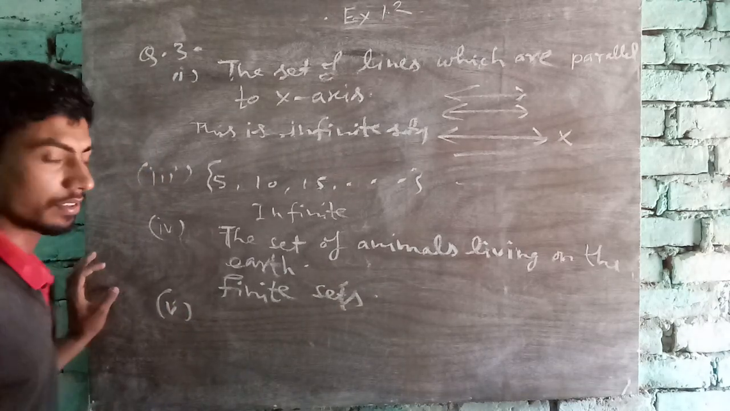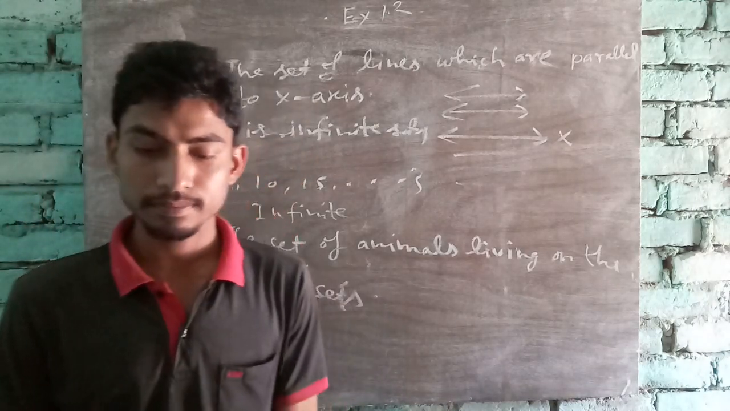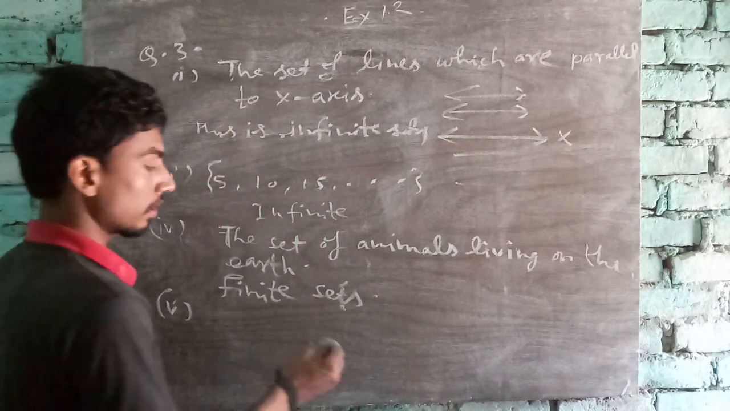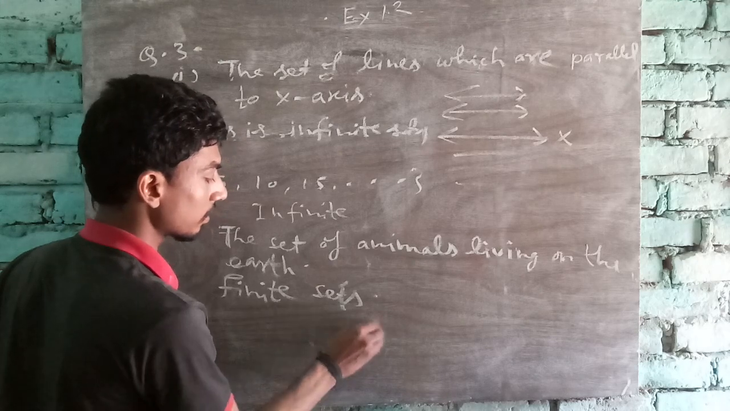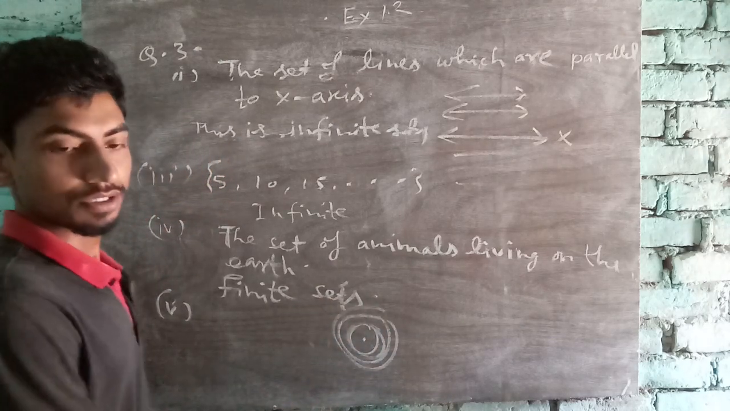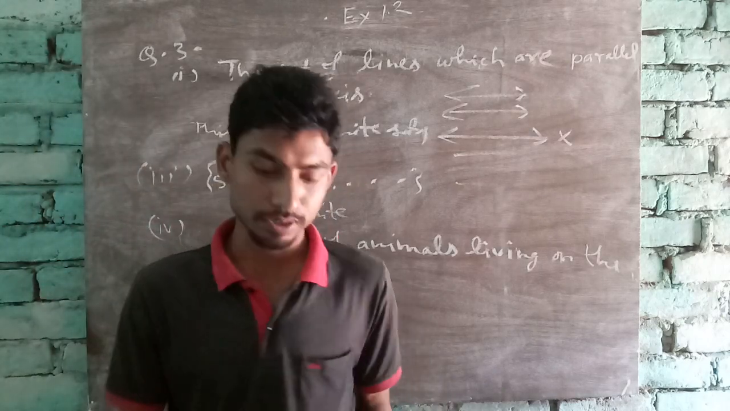Next, fifth, the set of circles passing through the origin. सर्कल जो ओरिजिन से पास करे, ये तो इनफाइनाइट नंबर्स हो सकते हैं ना, therefore it is an infinite set. Okay, next question number 4.